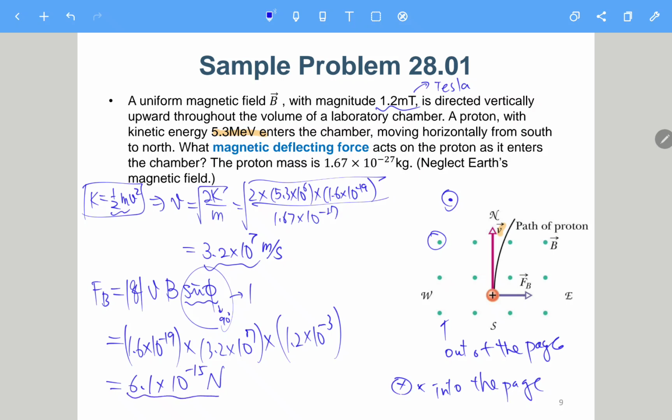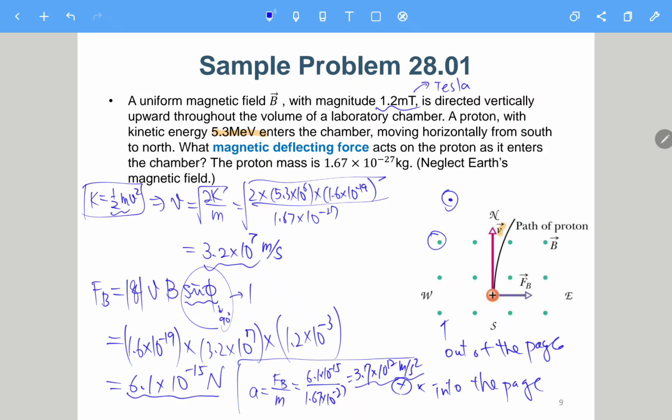It looks quite small, but actually this force is acting on a proton. So you can imagine if we try to calculate the acceleration, of course it is not asked by the question, but you can simply calculate it as F_B over m, which is 6.1 times 10 to the minus 15 over 1.67 times 10 to the minus 27. This number is really large, 3.7 times 10 to the 12th power meters per second squared.